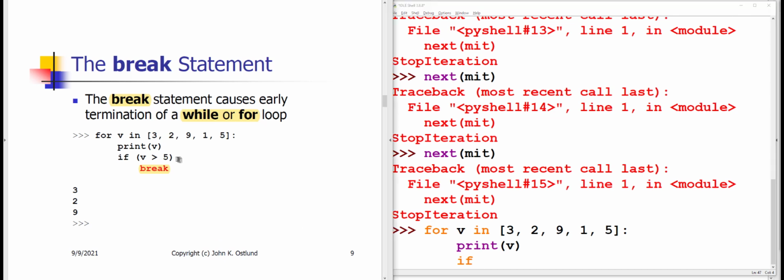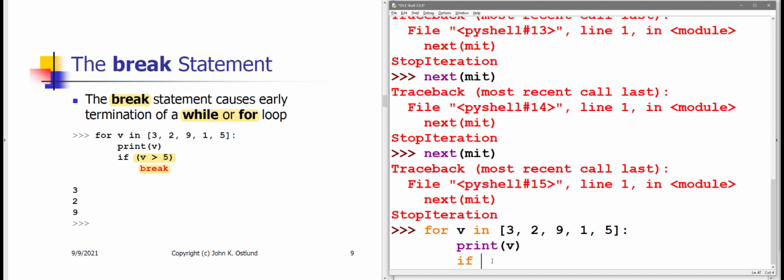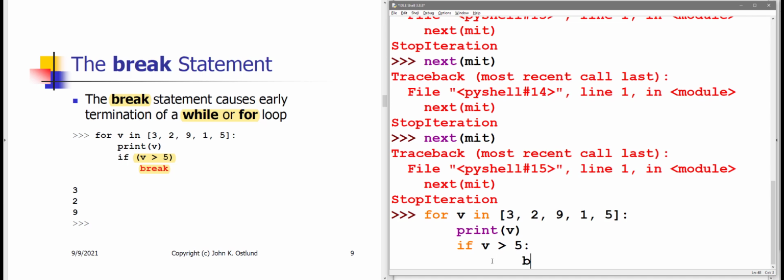I just noticed that this is actually a syntax error. I've written a C++ style if test rather than a Python style if test. So I'm going to correct that here. I'm going to say if v is greater than 5, break.